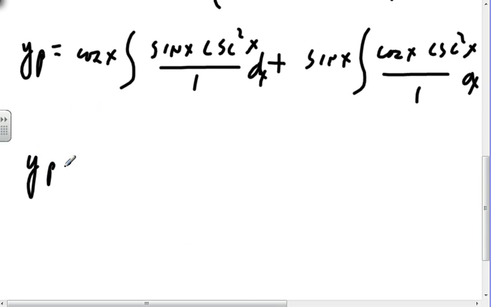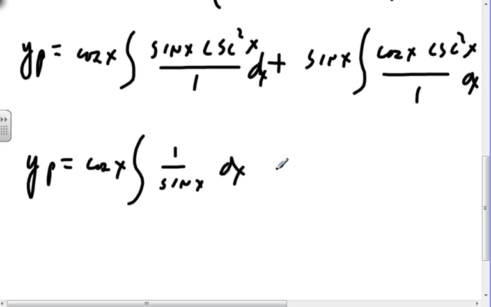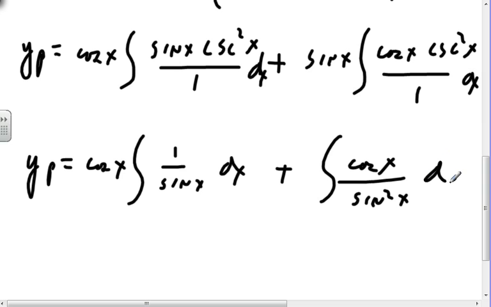Okay, so y sub p, cosine x integral. Cosecant is 1 over sine. So this is going to be 1 over sine x dx. And this is 1 over sine, so this is integral of cosine x divided by sine squared x dx. Ew, that doesn't look good.